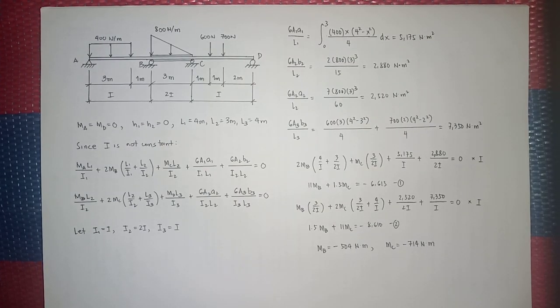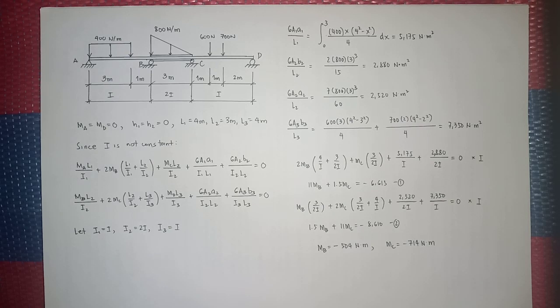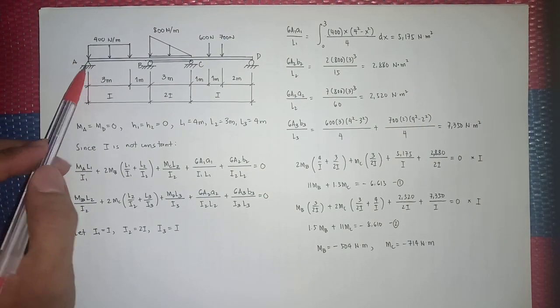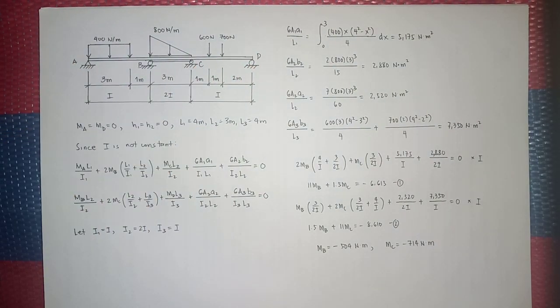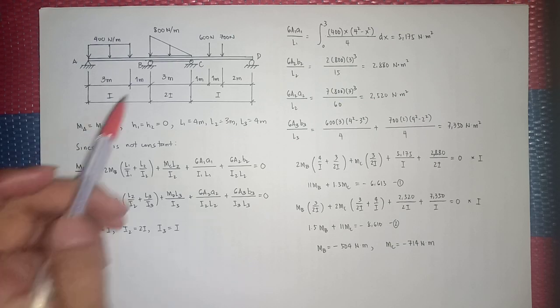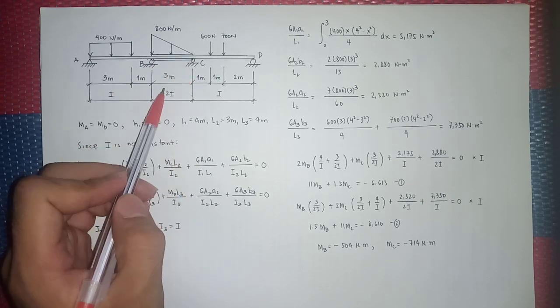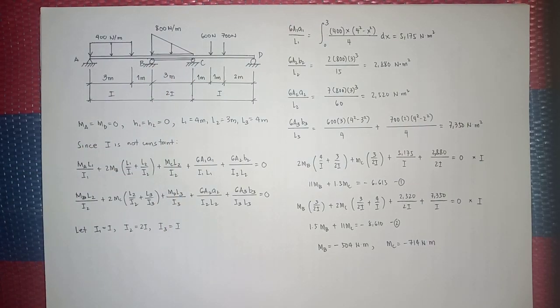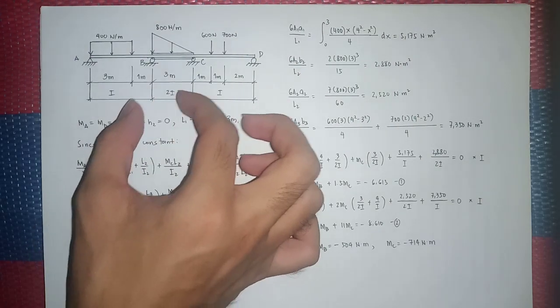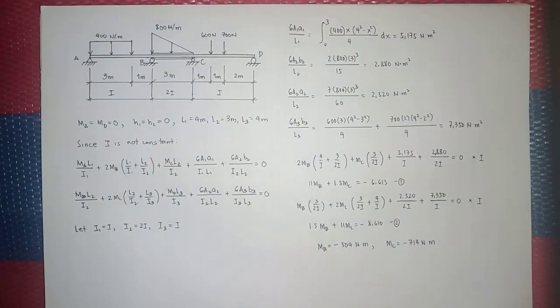Okay, so we have here our second example. Ito naman, tatlong span yung beam natin. Okay, so we have 4 reactions or 4 supports na mag-i-induce ng reactions. We have RA, RB, RC, and RD. Dito sa gitna, mas malaki yung moment of inertia, so in-indicate natin siya as 2I. Okay, or which means that the moment of inertia sa middle span ay twice ng moment of inertia sa magkabilaang span.